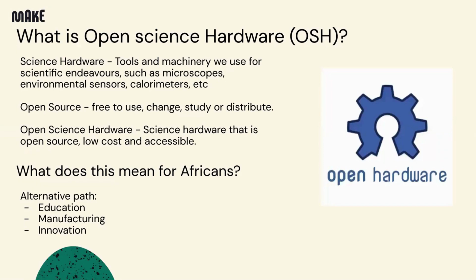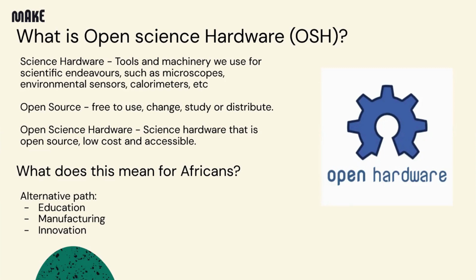Open Science Hardware comprises two basic elements, which are science hardware, or scientific hardware, and open source. Scientific hardware refers to the tools and machinery we use for scientific endeavors, such as microscopes, environmental sensors, calorimeters, etc. And open source as a concept refers to innovation or creation that is free to use, free to change, to study, or to distribute. So in its entirety, open science hardware refers to science hardware that is open source, low cost, and accessible.